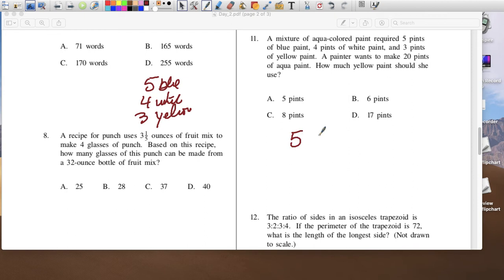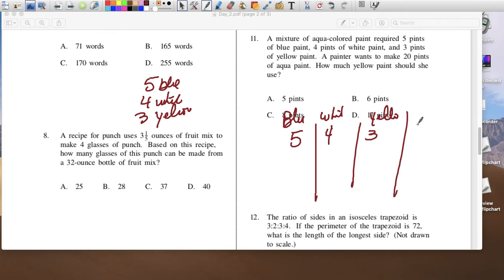So think about this. If I have 5 pints of blue, 4 pints of white, and 3 pints of yellow, what's my total? So it would be 5 plus 4, which is 9, plus 3, which is 12. So I would have 12 pints, right? Currently, when I have 5, 4, and 3, I have 12 pints.